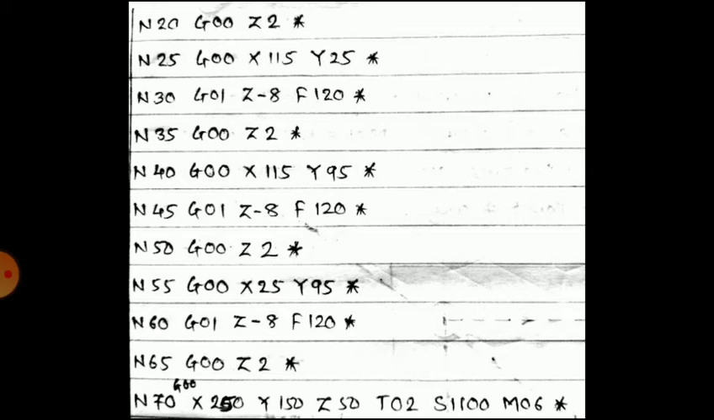Then N25 G00 X115 Y25. So X115 means it is the distance of hole 2 from the reference point on the x-axis. So X115 and Y25, these are the coordinates of hole 2. So move the table to X115 Y25 from the reference point for center drilling the second hole. In this operation, first we will center drill all the 4 holes, and then after completing the center drilling operation, we will go for the drilling operation, drilling of diameter 16 holes.